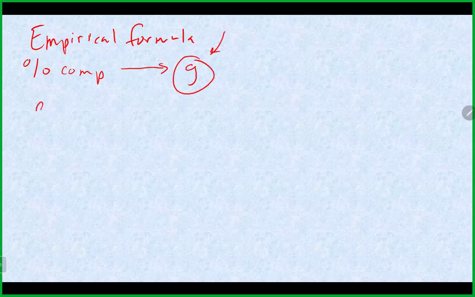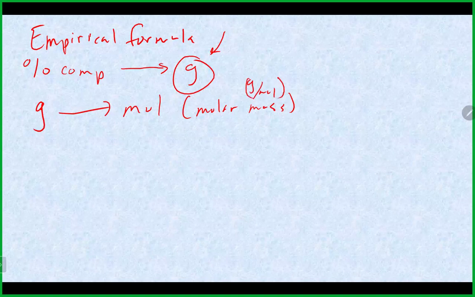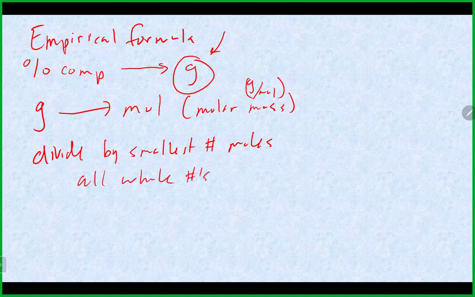Once you have them in grams, you can convert grams to moles. As we talked about a number of times, the molar mass, which is grams per mole that we get from the periodic table, is a conversion factor to do so. Once you have the moles, then you divide by the smallest number of moles. If you do hit all whole numbers, that would then be your empirical formula.